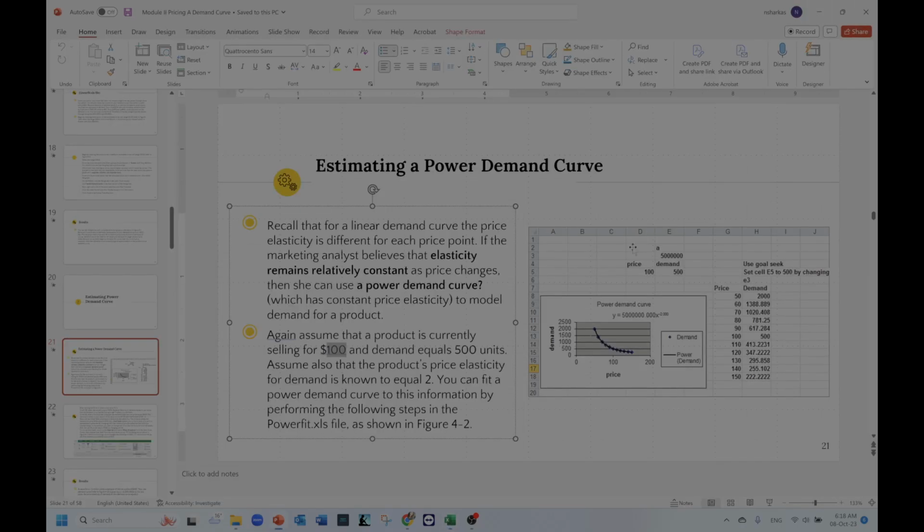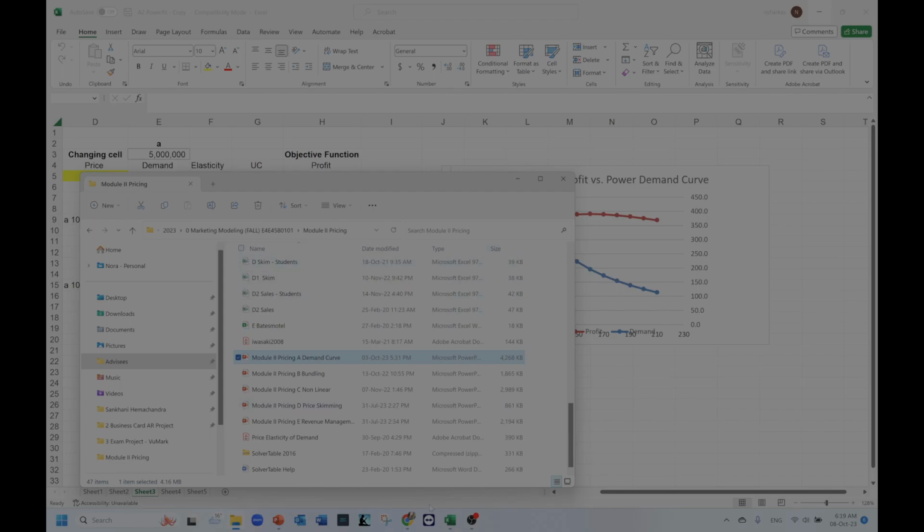Remember what we said in class. Demand, we're always going to express it in terms of formulas. And demand equals 500 units. Assume also that the product's price elasticity of demand is known to be equal to 2. You can fit the power demand curve. So fit the power demand curve. All right, so let's take a look.